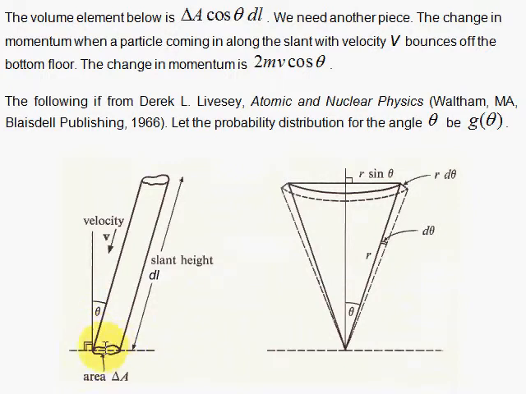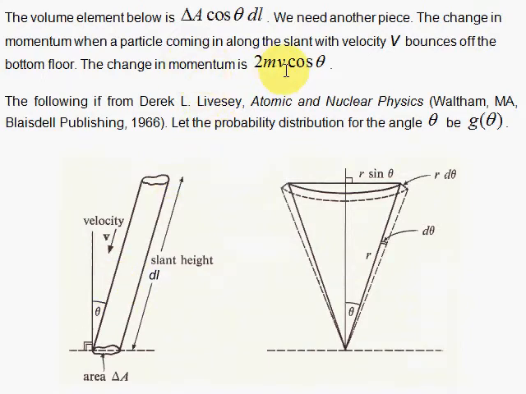And if I take the dA times the cosine of that theta, I get the area that's perpendicular on each side to the sides, and I need that cross-sectional perpendicular area to hit that with the dl. So it's delta A cosine theta dl to get the volume.